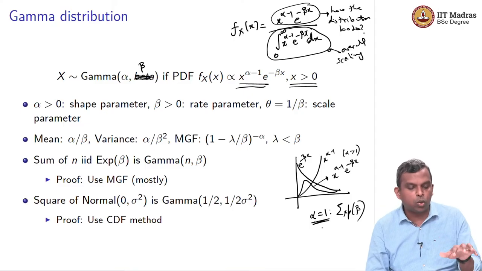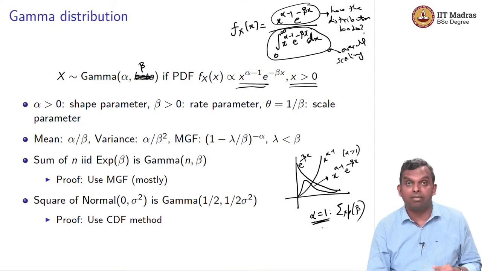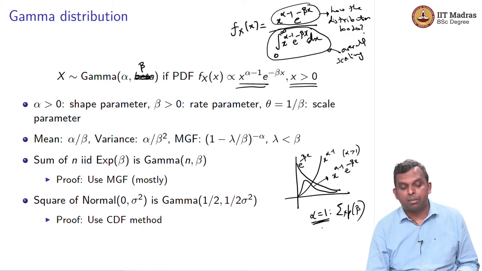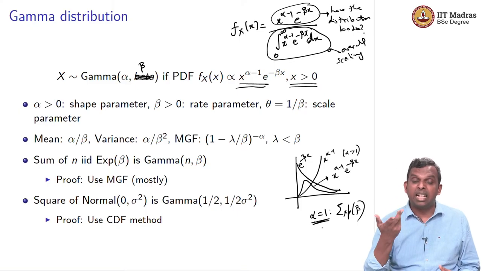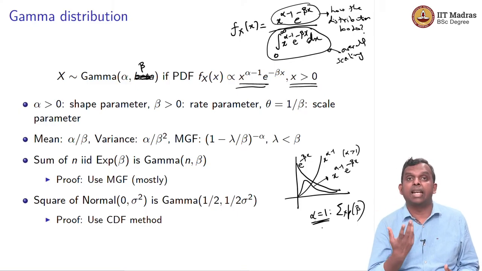Now, there are two parameters here. The first parameter, alpha, needs to be positive. It's called the shape parameter. The second parameter is beta. It's called the rate parameter. It's greater than 0. Often, the inverse of the rate is used, and it's called the scale parameter.